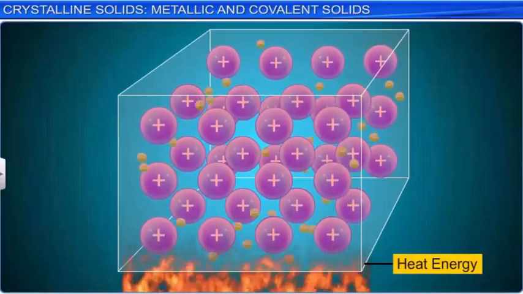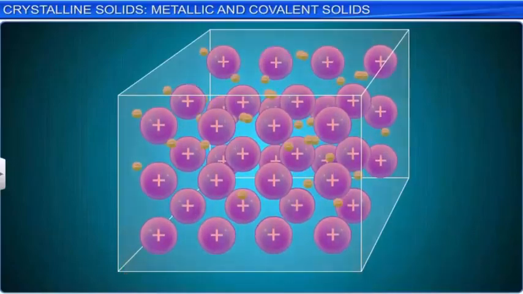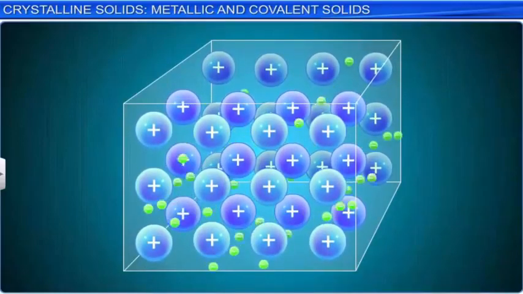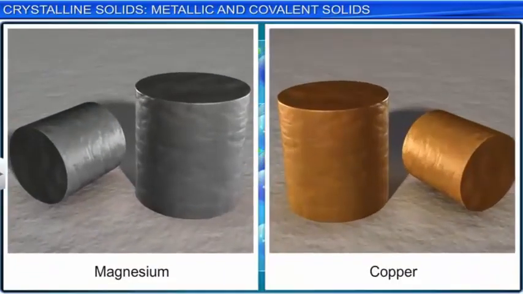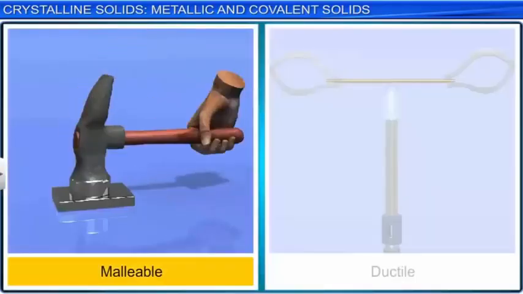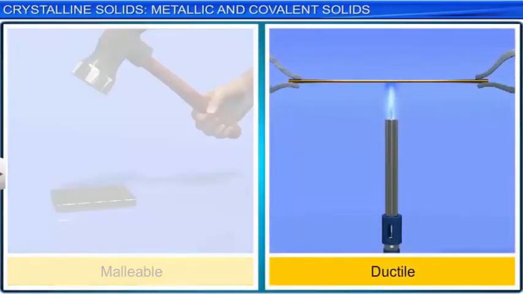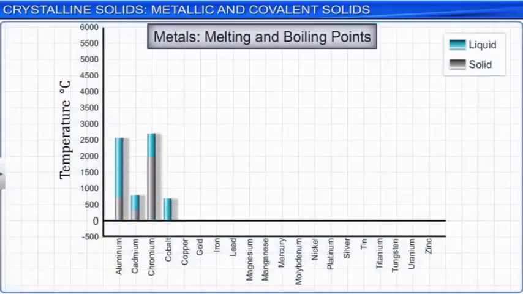The presence of free electrons also accounts for the luster and color in some cases. Metals are highly malleable and ductile. Metallic solids have fairly high melting and boiling points.